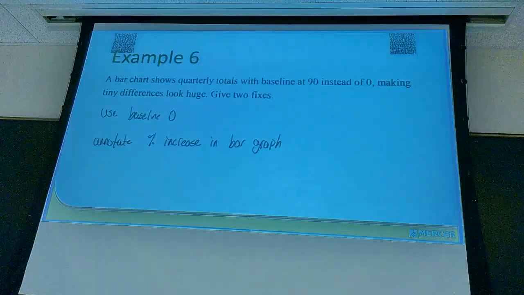Questions on misleading graphs? So in other words, when you're trying to give a visual for your data, you want to make sure it's not misleading, if you want to be trustworthy.